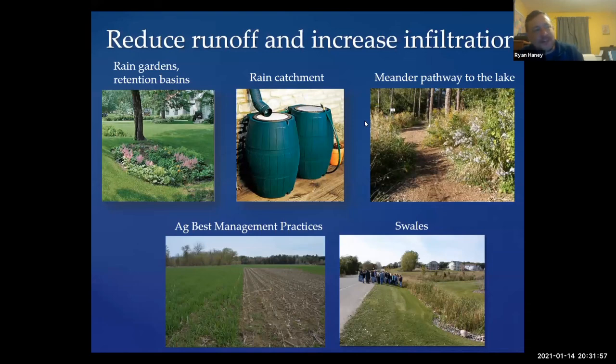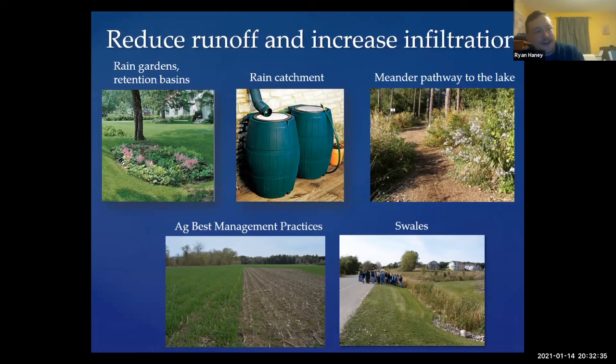Other ways to increase infiltration, in addition to a shoreline buffer, are rain gardens, retention basins, things like that. Rain barrels catch water running off your roof, and then you can use that water when it's drier later to water plants. Something as simple as meandering a pathway to the lake instead of having a straight shot down to the lake removes those conduits for runoff. And then Ken and the land conservation folks are often working with landowners up in the watershed on best management practices for agriculture, such as cover crops.